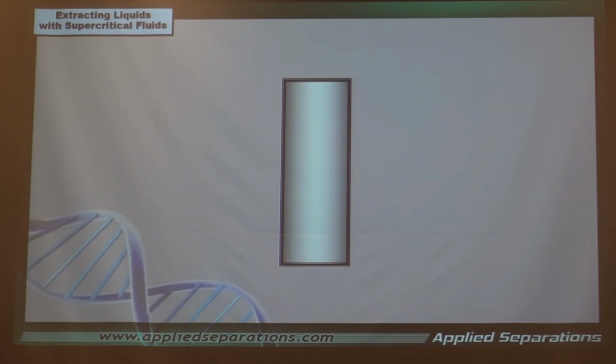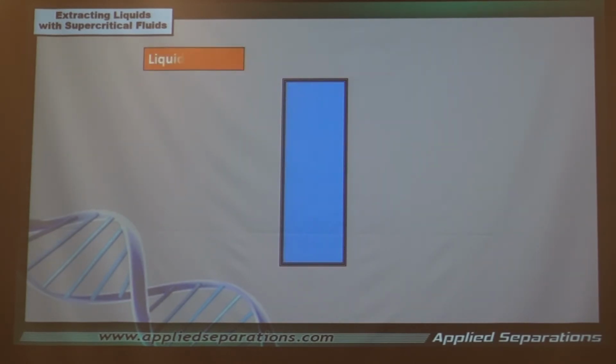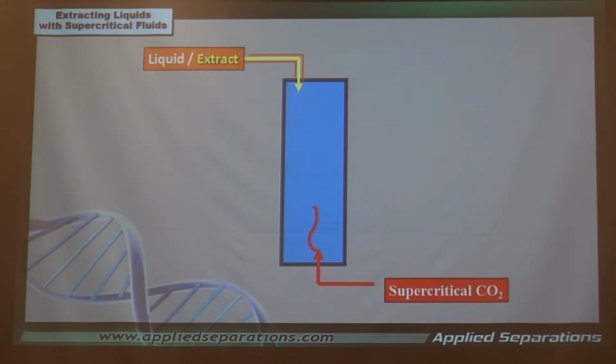It is packed with something that causes the flow to be moved around. Very similar to inert packings that you have in a distillation column. You're looking to make a tortuous path of both liquids. So what we have in this particular case is we bring in a liquid with an extract in it. Something that we want to go ahead and remove. Comes in the top. In the bottom, we pump in supercritical CO2. It mixes along the way.